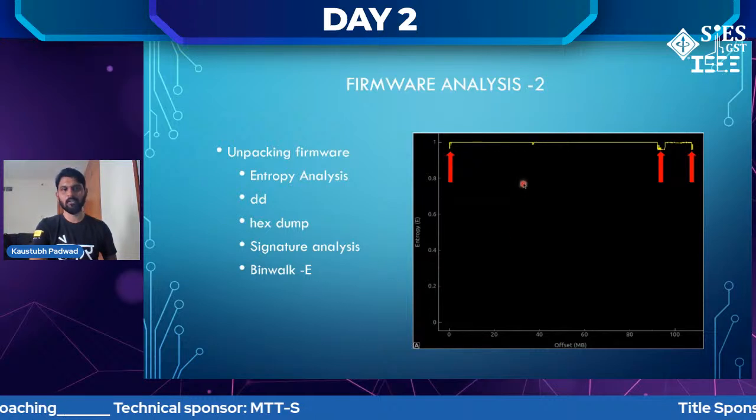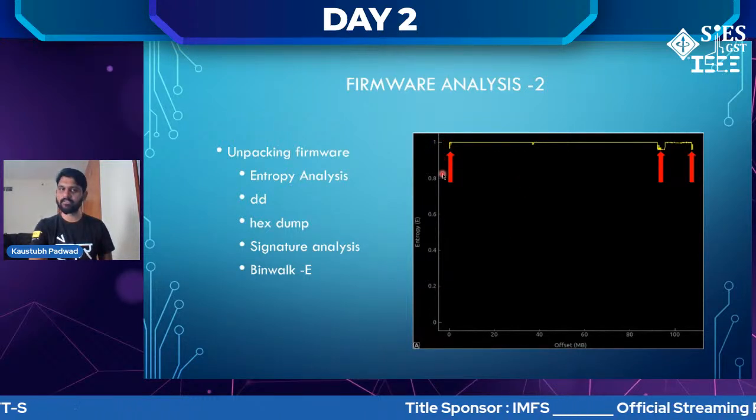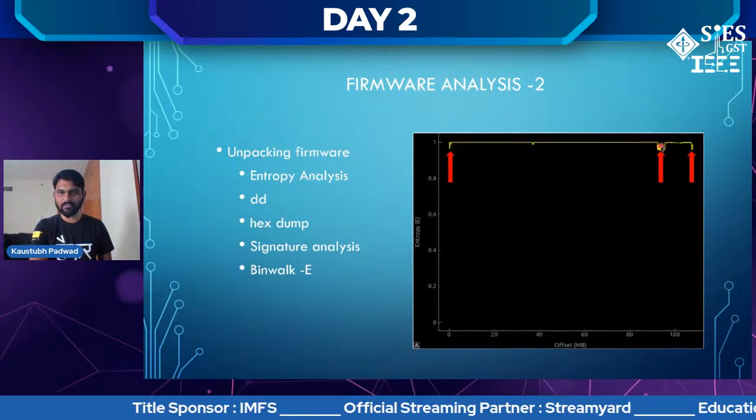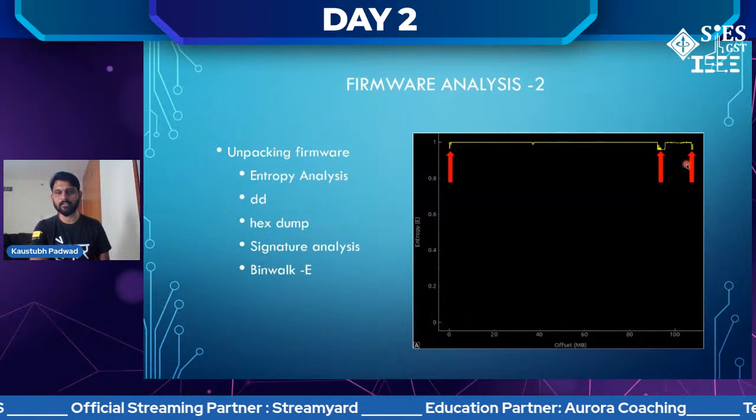Small e is for extraction. In entropy analysis, if the value is 1 or above 8, it's beyond compression, so it's encrypted. But you can see this part and this part and this part. It's not encrypted.